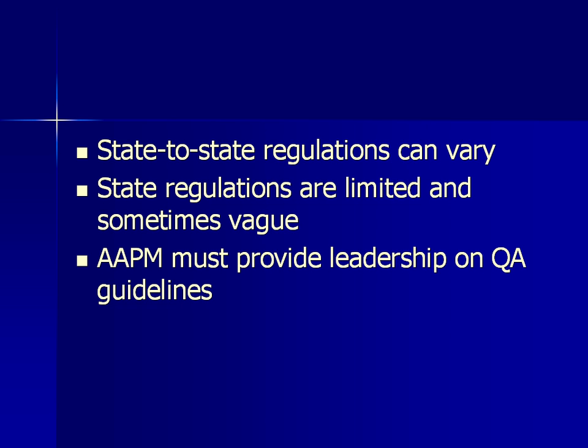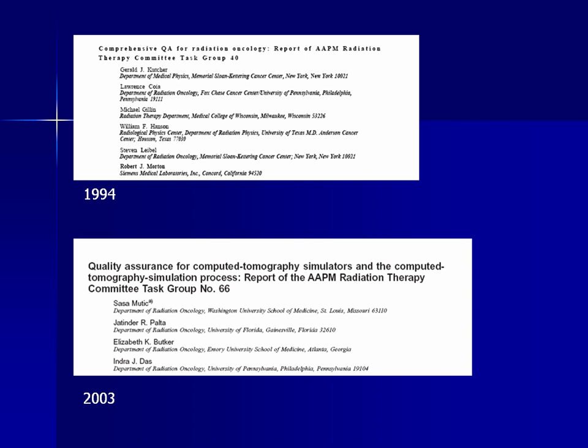So everything that you'll see in CON pretty much has come from the AAPM regulations. And these are the two main task groups that we follow for QA. Task Group 40, that's back in 1994, starting to get ancient. And this is a more recent one for CT SIM, for example. What I didn't mention is there's also a task group that has come out for treatment planning systems. That's 53. Yes.